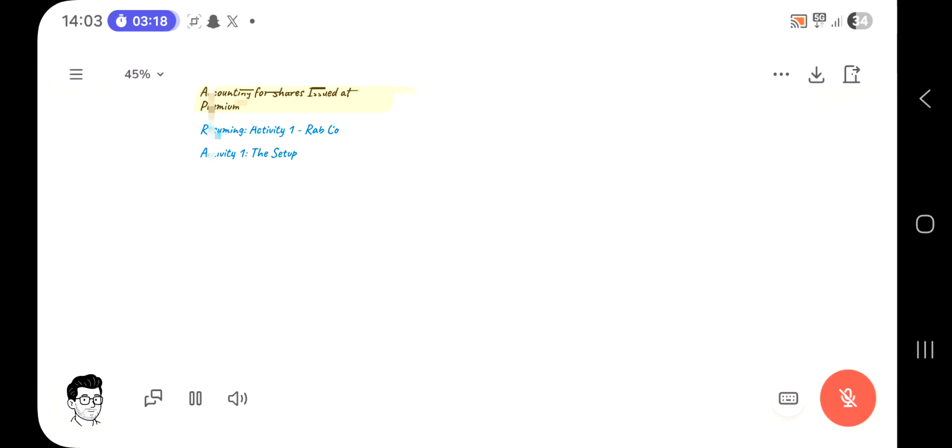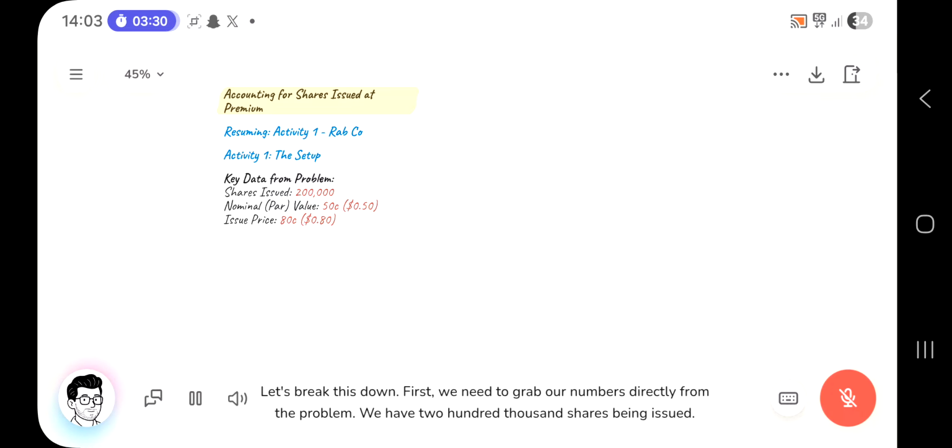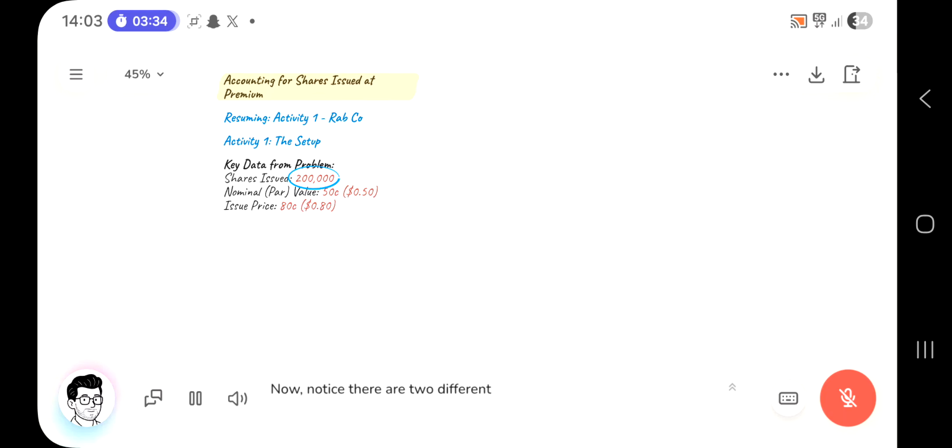Let's break this down. First, we need to grab our numbers directly from the problem. We have 200,000 shares being issued. Now notice there are two different prices here. The 50 cents is the nominal value, basically the face value of the share, but the company is actually selling them for 80 cents. That extra 30 cents, that is our premium.